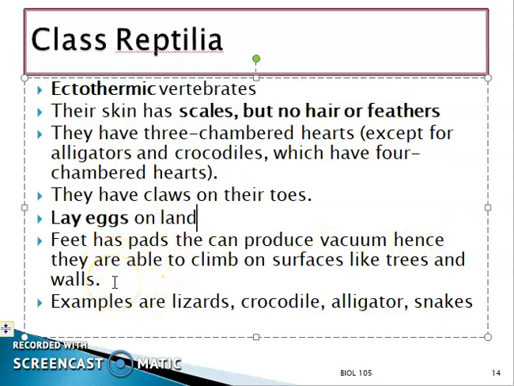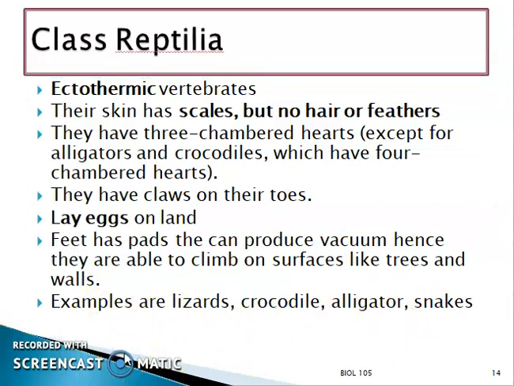So you have seen lizards moving on walls very easily. Different other organisms do the same. They basically have pads under their feet, and when they attach to a surface, they produce a kind of vacuum. Hence, they are able to climb the surfaces very easily. So lizards, crocodiles, alligators, snakes, they are included in this category.